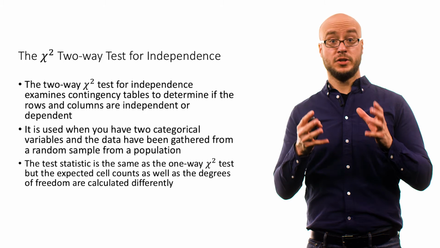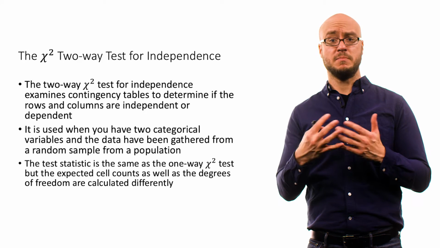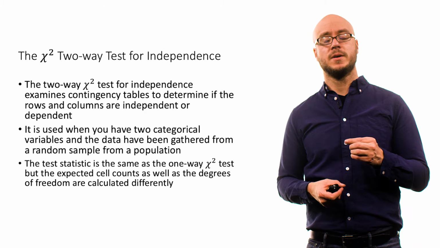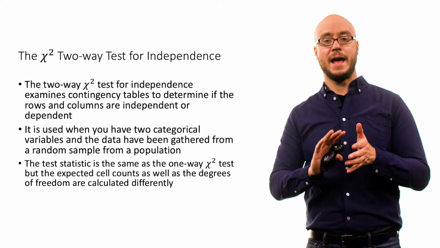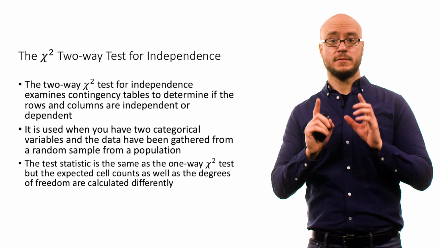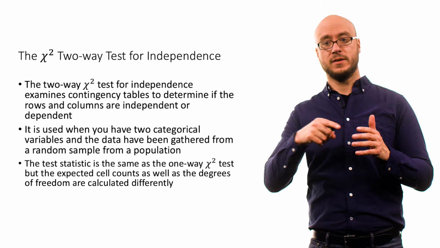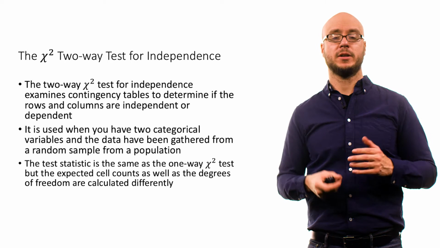The test statistic for the two-way test for independence is calculated in basically the same way as the one-way chi-square test. However, the expected cell counts, as well as the degrees of freedom, are calculated differently. That's simply because we have two ways, right? So for the one-way chi-square test, we have one factor, one categorical variable with different levels, different categories. For the two-way test for independence, we have two categorical variables, or equivalently, two factors, each with their own different levels. That's where the difference between one-way and two-way comes from. But they're both based on this idea of comparing expected versus observed cell counts.